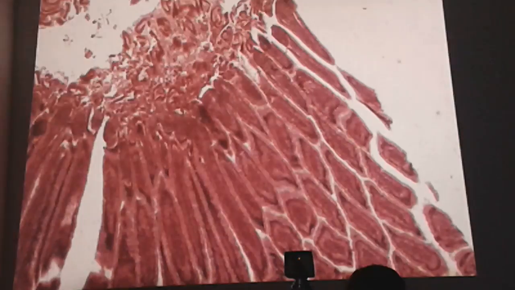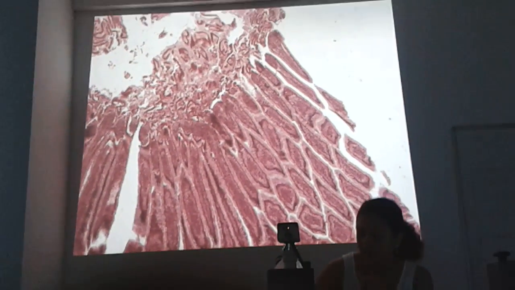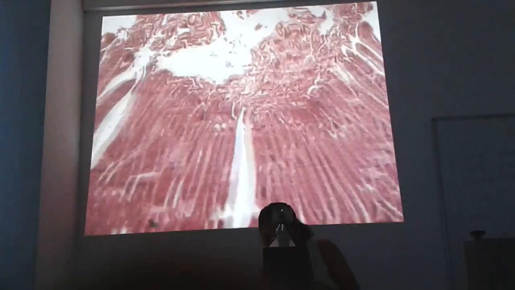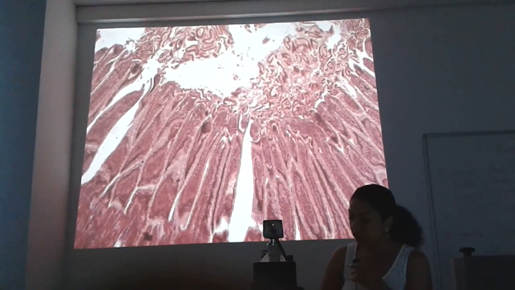The third example I'm going to show you is simple columnar epithelium. Simple columnar epithelium occurs in the small intestine, and I'm going to show you the small intestine here.